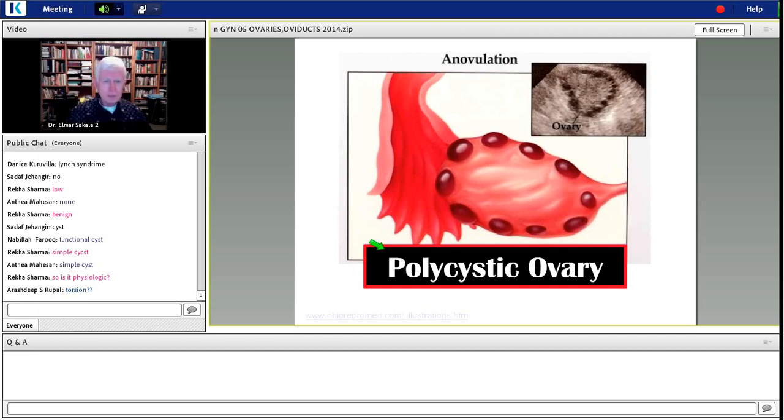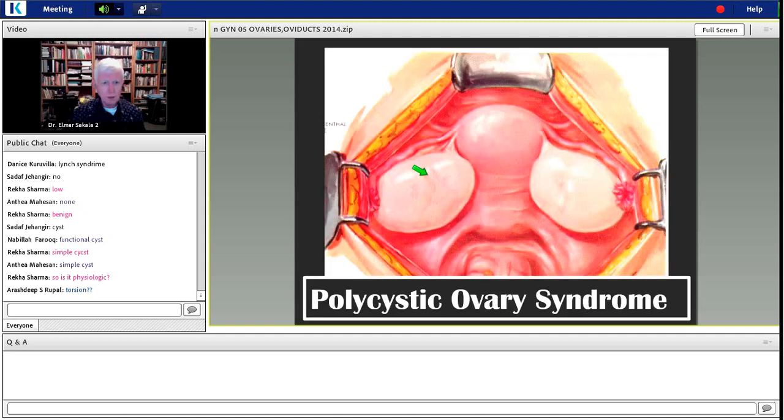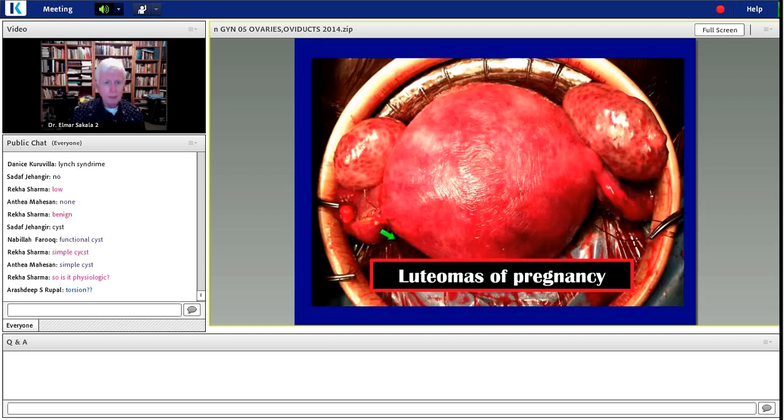This is a physiologically enlarged ovary, a polycystic ovary. This is going to be bilateral. This is an ultrasound showing an enlarged ovary, and you can see the peripheral cysts which are around the edge here. Leave these alone. Don't do anything to these.